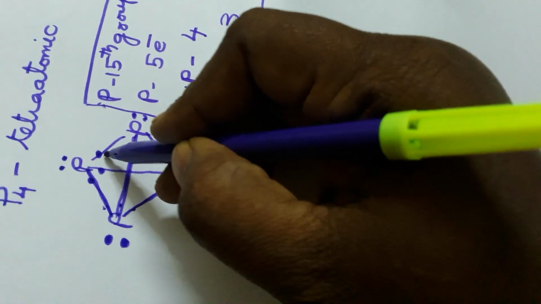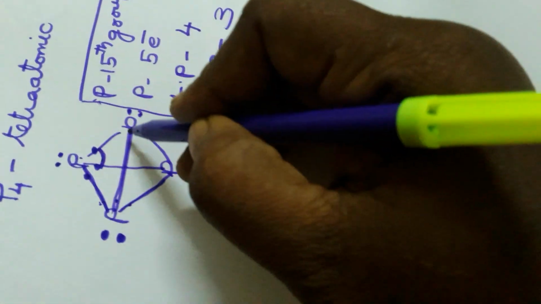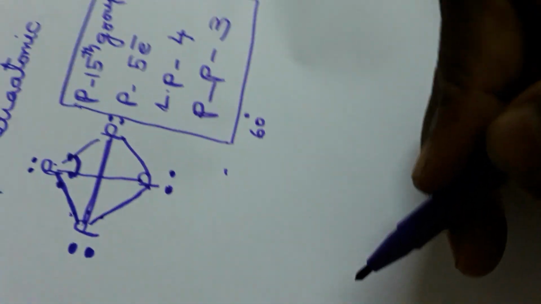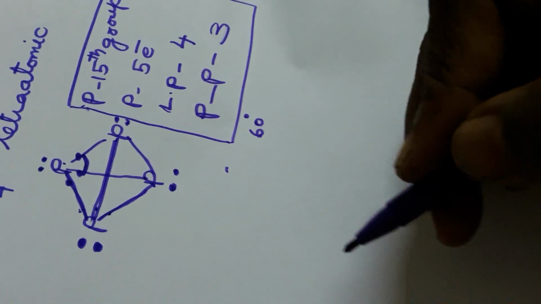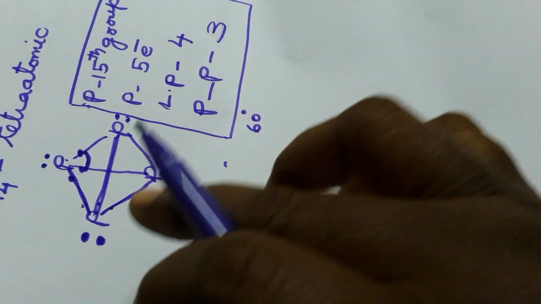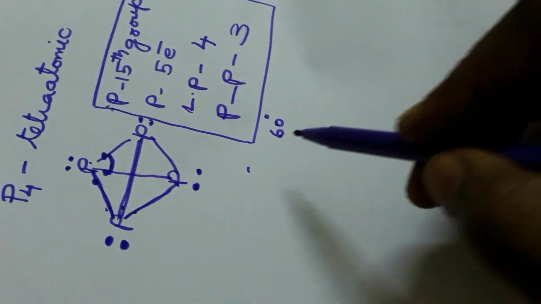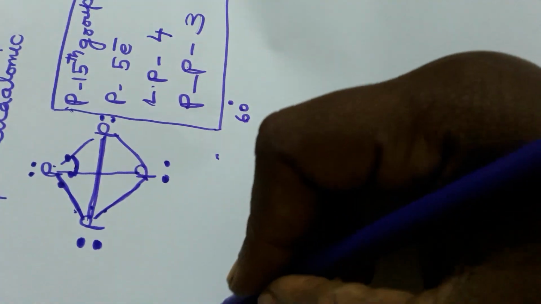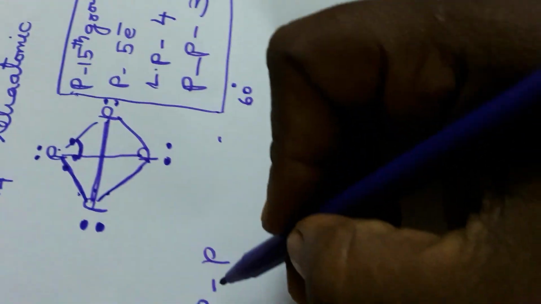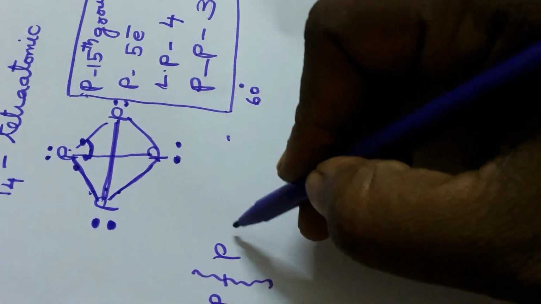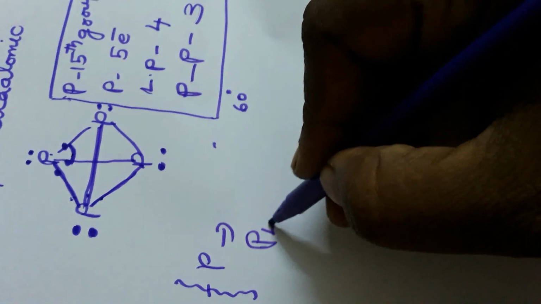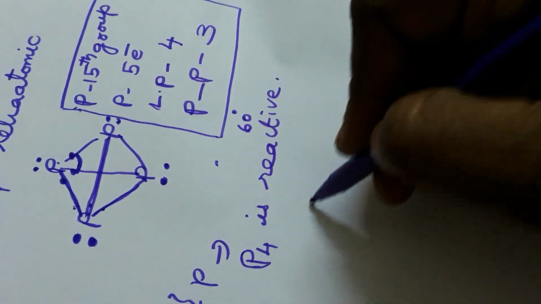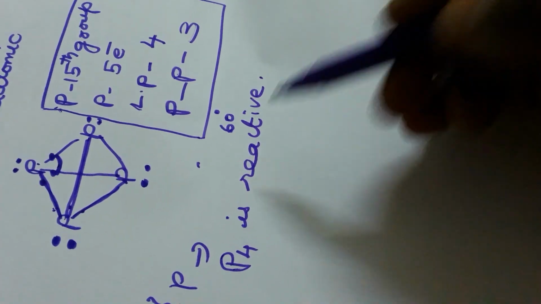Now the bond angle, that is the angle between 2 phosphorus atoms, is 60 degrees. That means the bond strain is very high. Strain means the phosphorus atoms are not in a comfortable situation, so the stress is more for the phosphorus atoms. So the P-P bond can break very easily. When the bond can break easily, we can say that P4 is highly reactive, because the bond can be broken easily because of strain. So P4 is reactive in nature.